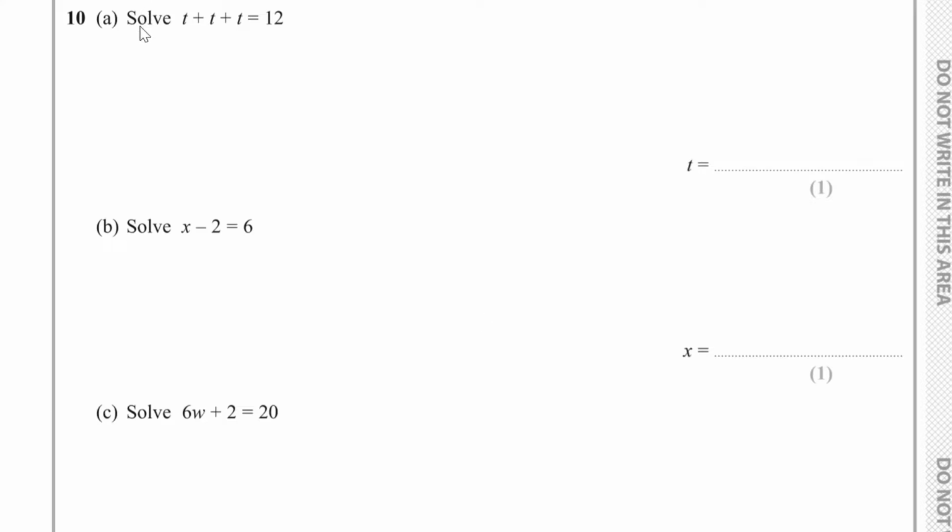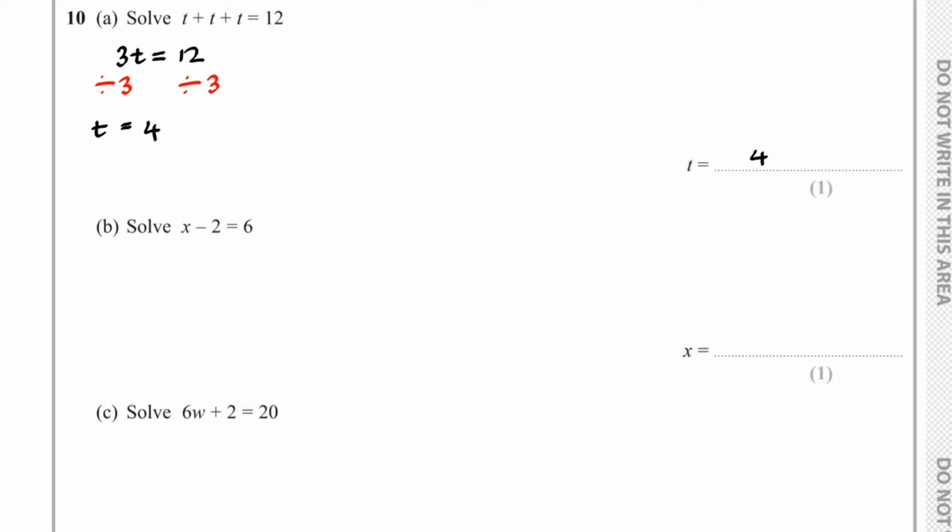Question number 10. For part A, we have to solve t plus t plus t equals 12. Well, we see over here, in total, we have 3t on the left-hand side. So 3t, that's equal to 12. And if I divide both sides by 3, we see that t is equal to 12 divided by 3, which is 4.